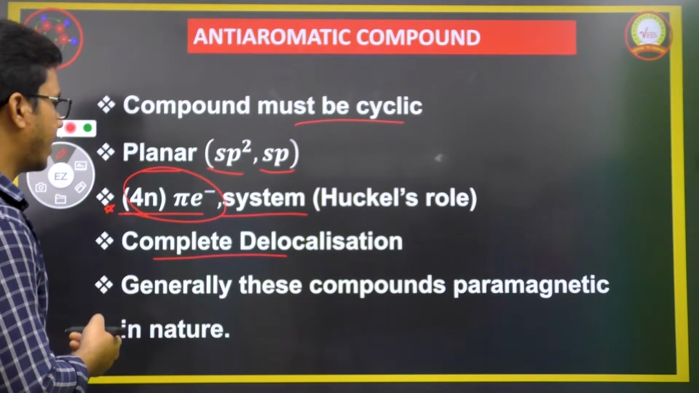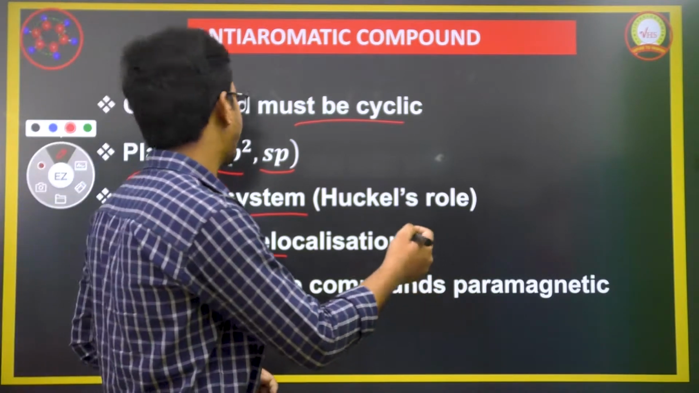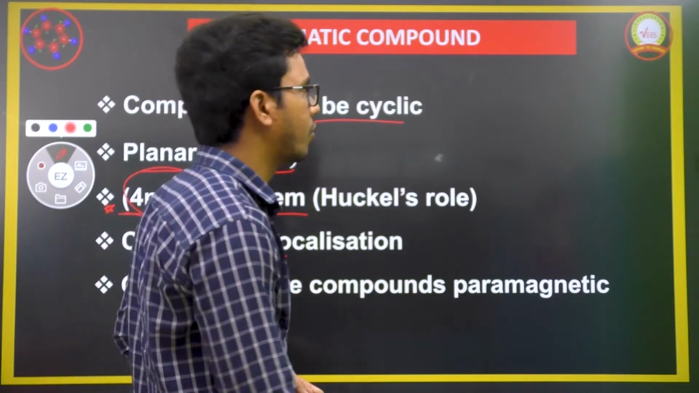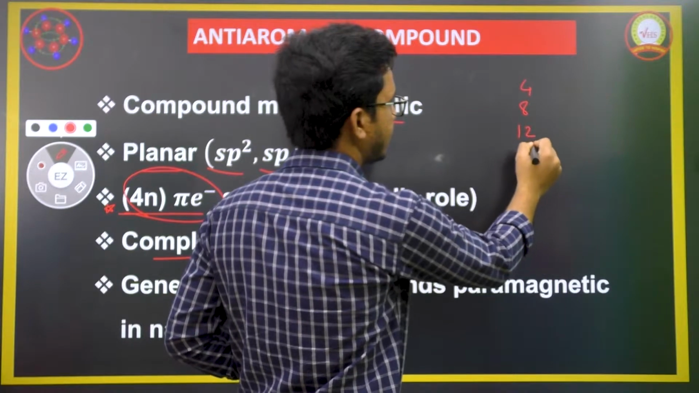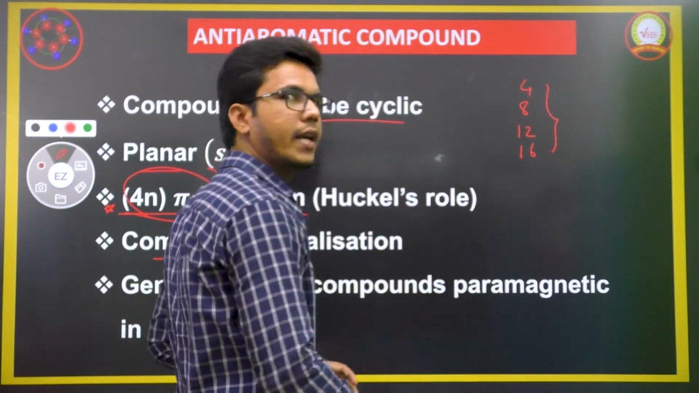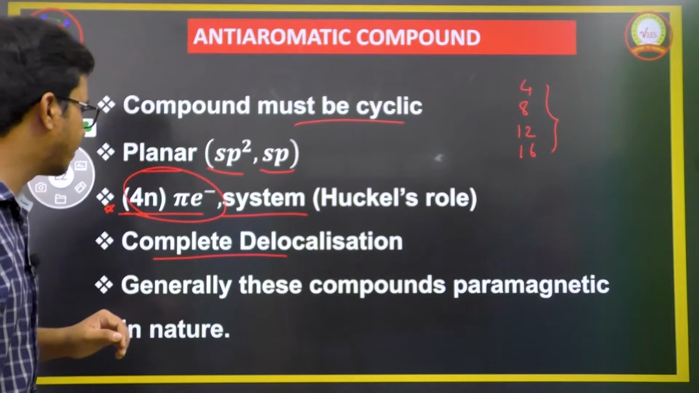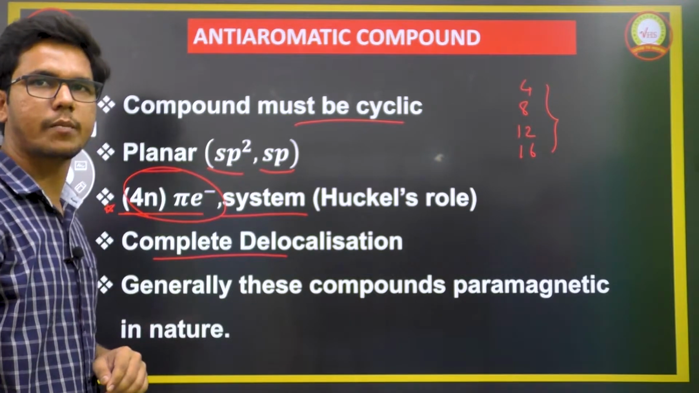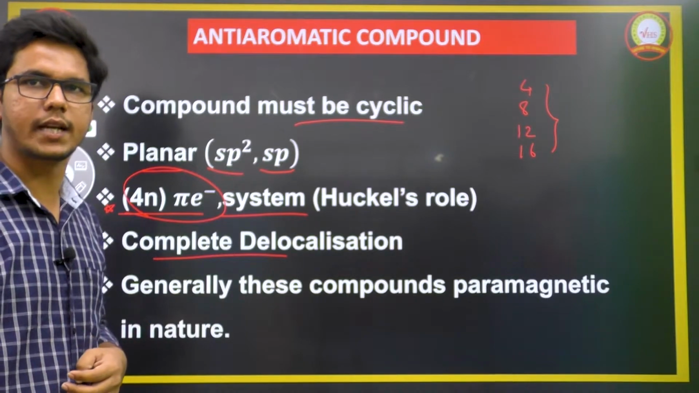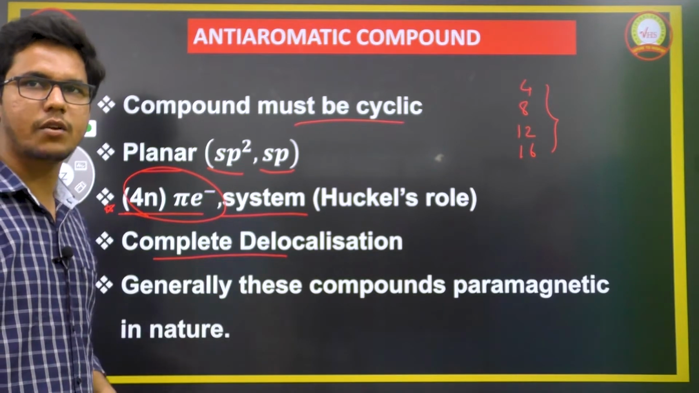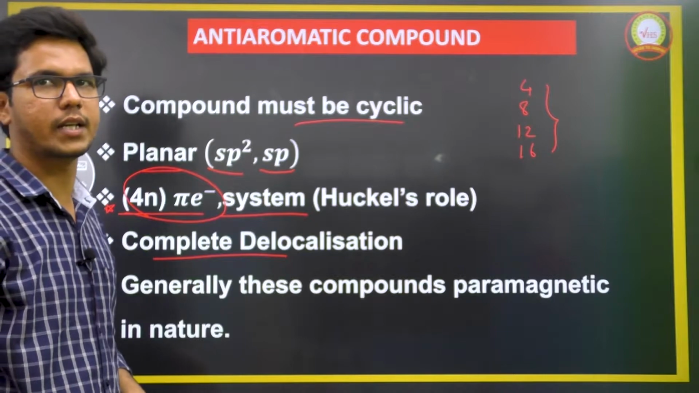If you take a 4n electron system, what will we get? If you take n as any integer, 1, 2, 3, 4, we will get 4, 8, 12, 16. These are the numbers we will get as the number of pi electrons in anti-aromatic, right? In the case of aromatic, we have the numbers 2, 6, 10. Those are the aromatic numbers. These are what we will consider as anti-aromatic numbers.